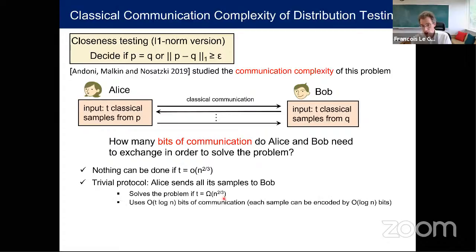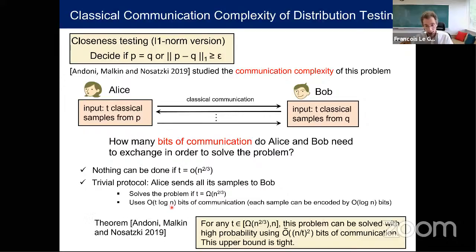And what is the cost? Well, each sample is one element from 1 to n, so it can be encoded using log n bits. The total communication is t times log n bits. And Andoni, Malkin, and Nozatsky showed that actually you can do better if t is larger than n to the 2/3. So they obtained this bound.